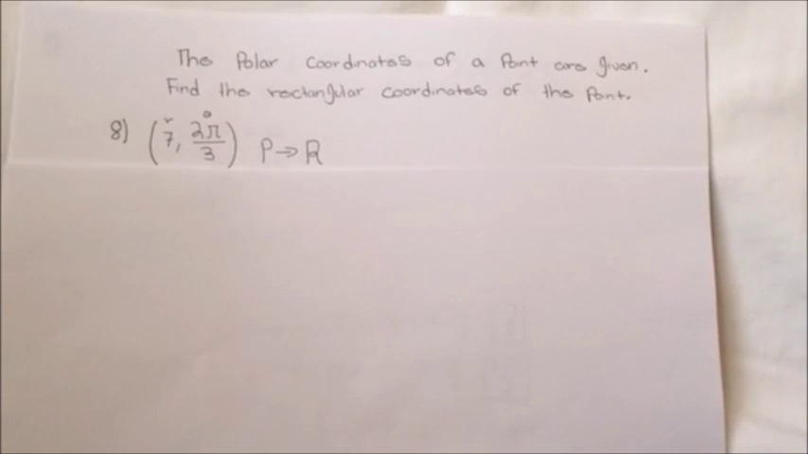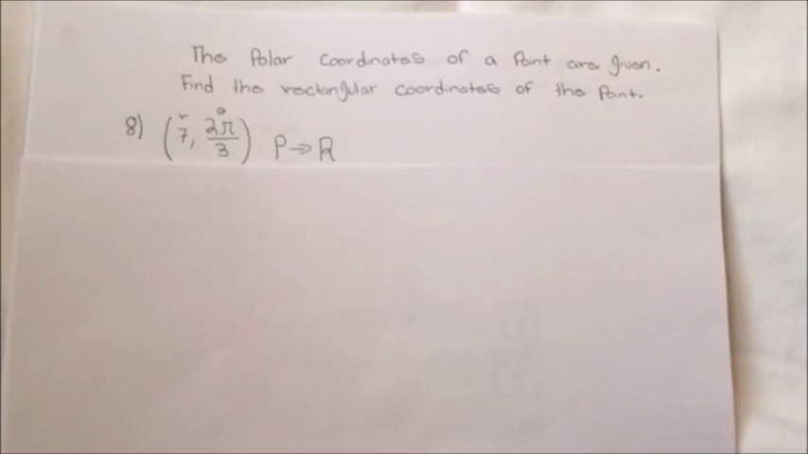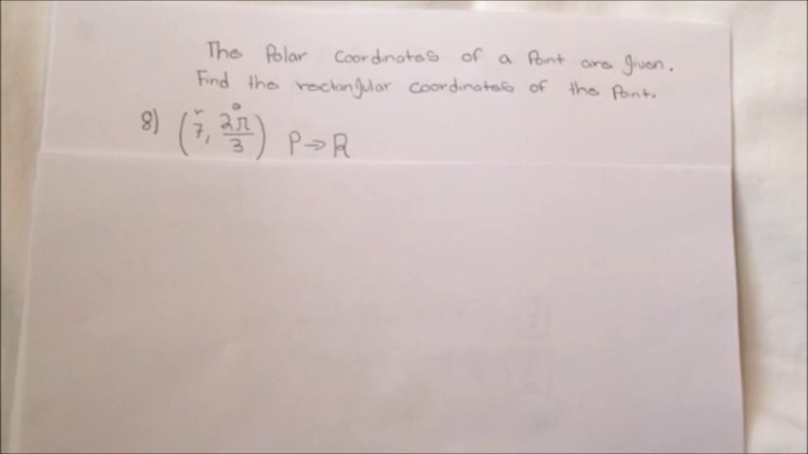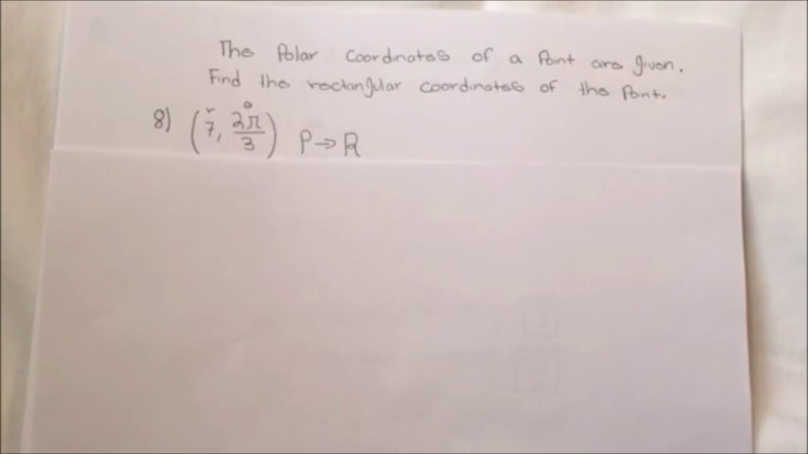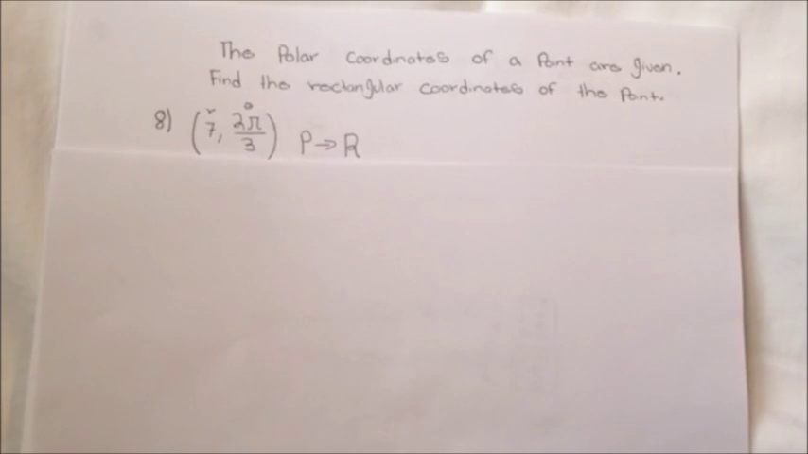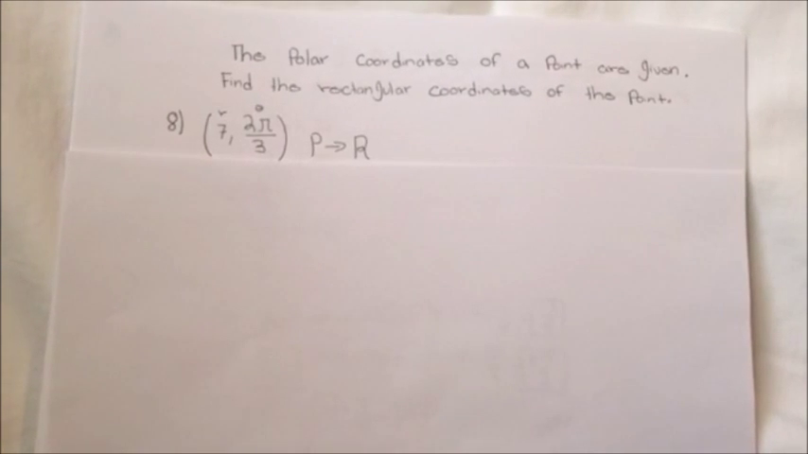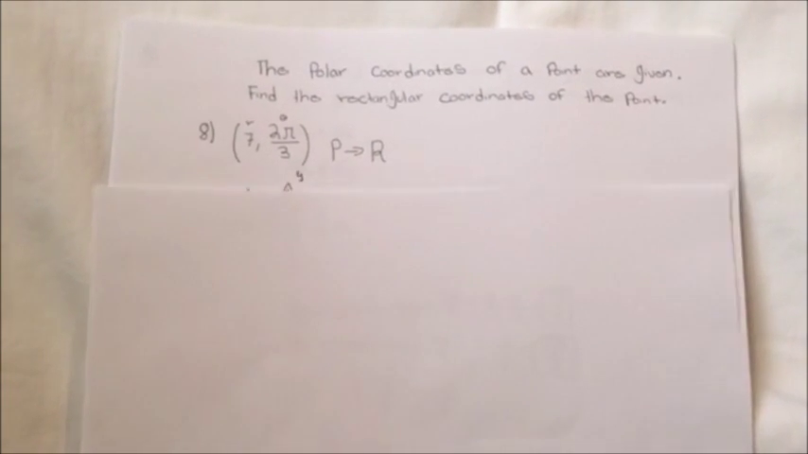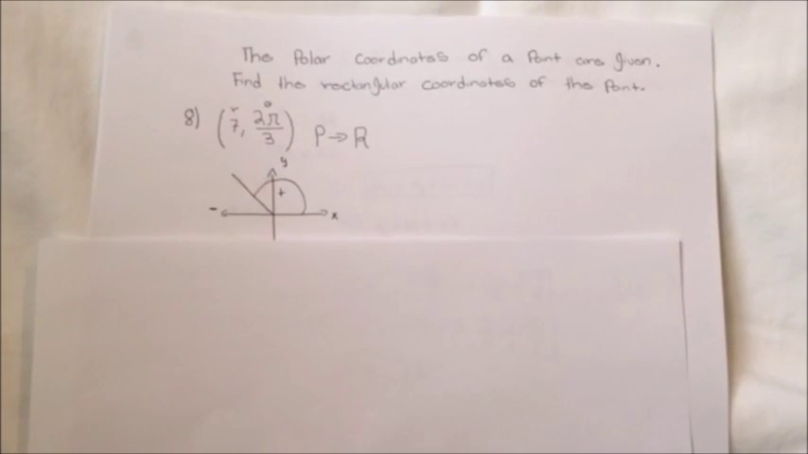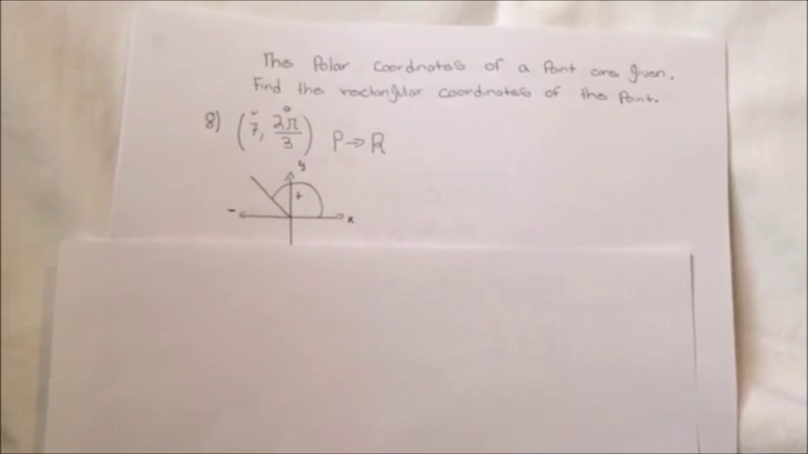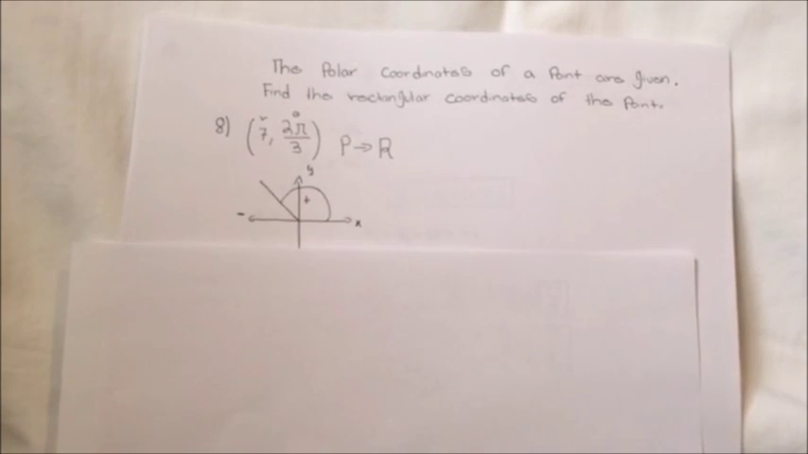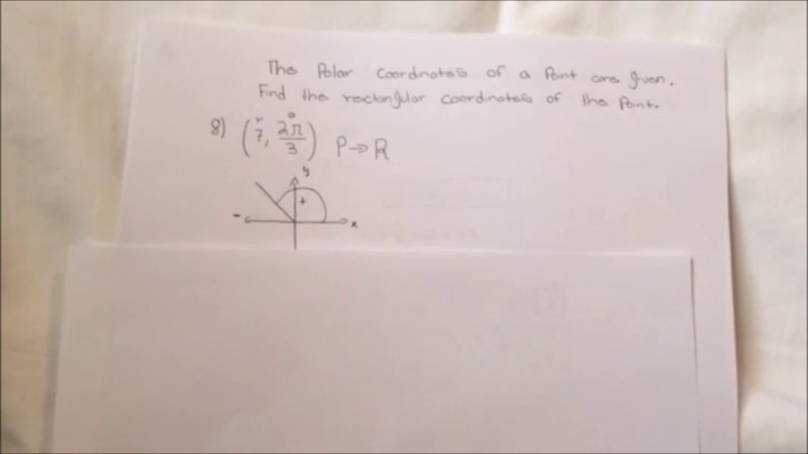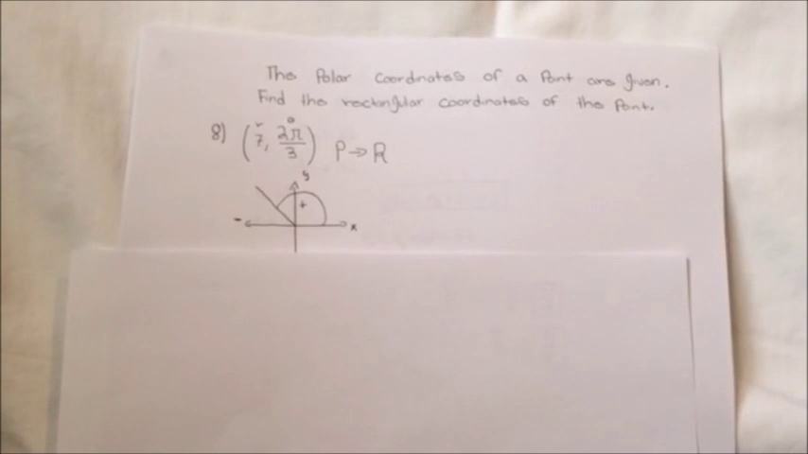The polar coordinates of a point are given. Find the rectangular coordinates of the point. So we have 7, 2 pi over 3. Our 7 is our radius and 2 pi over 3 is our theta. For this problem, we have to convert polar coordinates to rectangular coordinates. The first step is to graph this. On the x-axis we have positive 7, and 2 pi over 3 is 120 degrees on the unit circle, and this leads our graph to the second quadrant.